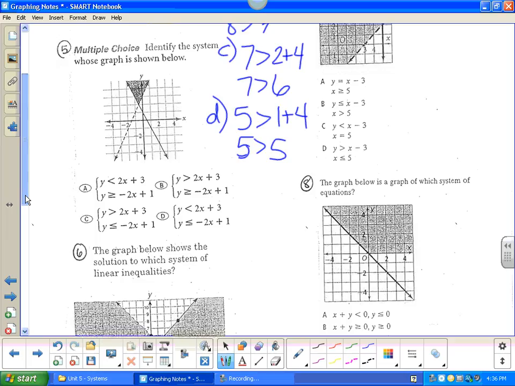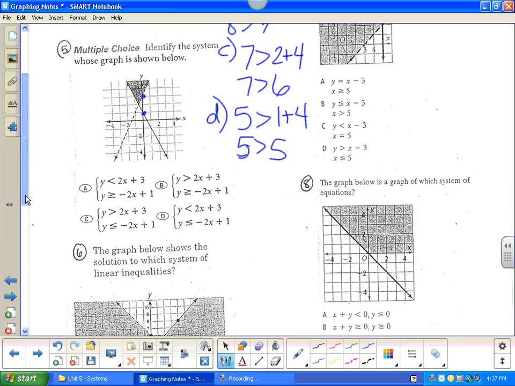Number 5, multiple choice. Identify the system whose graph is shown below. Okay, well, the first thing I notice is that one line is solid and one line is dotted. So let's figure this out. The one that has a y-intercept of 1 should be a solid line. Looks like all these that have a y-intercept of 1 have a solid line. And the one that has a y-intercept of 3 should be a dotted line, and they all have that too. So that doesn't help me at all, but it was a good place to start.